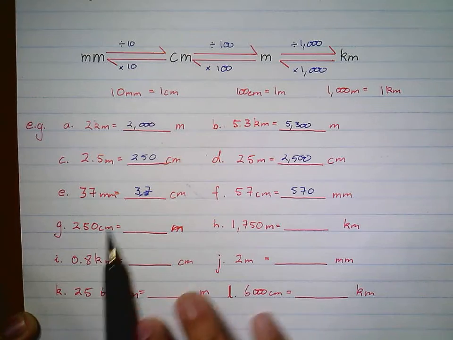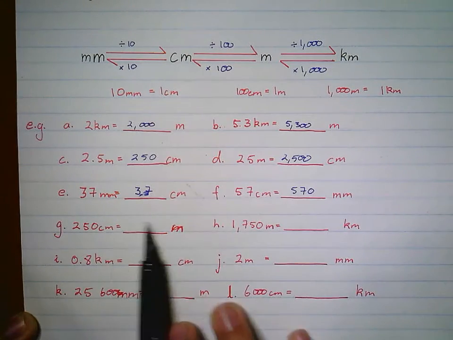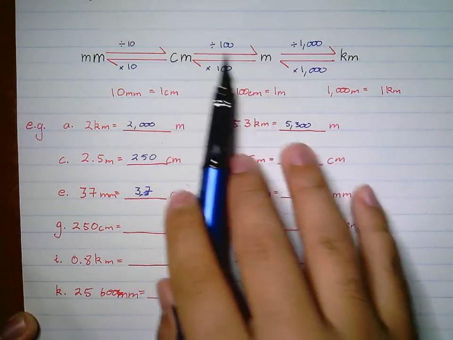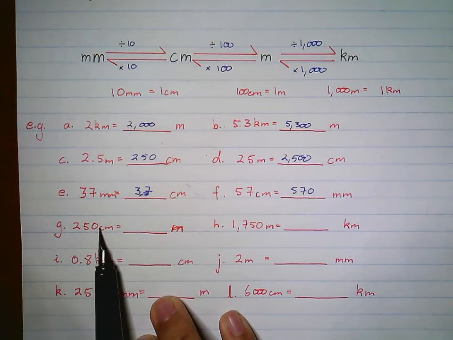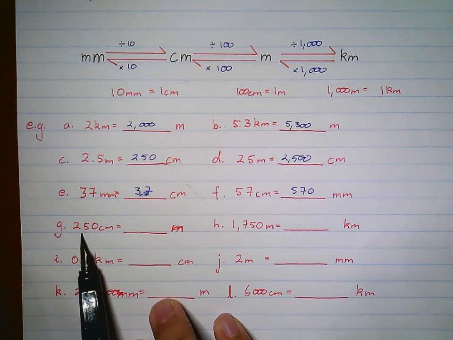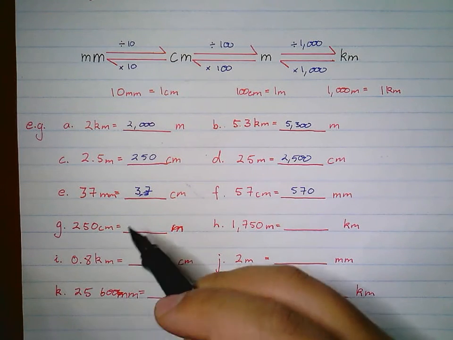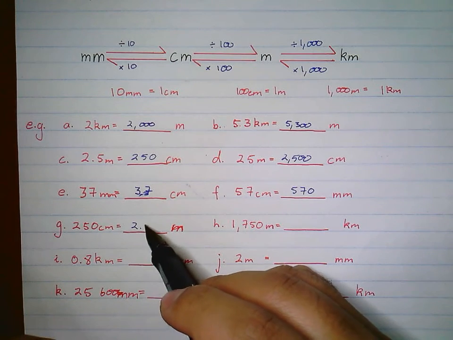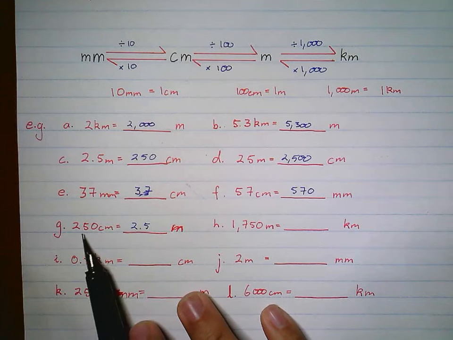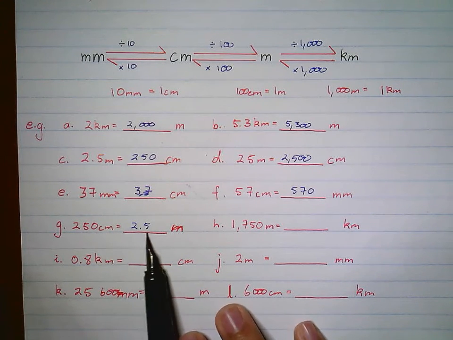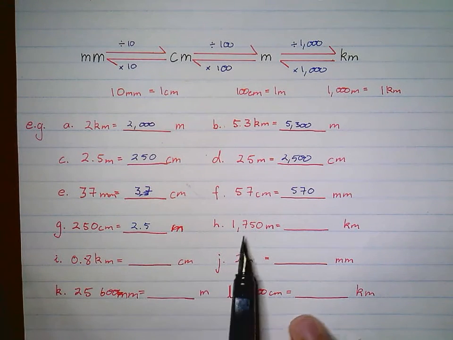250 centimeters to meters. It will be dividing by 100. So in dividing by 100, all we have to do is move the decimal place from here to there. So we will have 2.5. Oh, I just smudged it there. That's okay. So 250 centimeters is 2.5 meters.